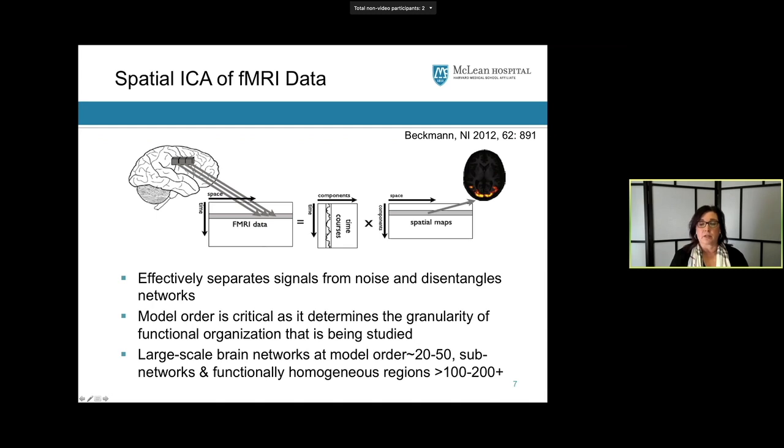However, model order is critical as it determines the granularity of the functional organization that's being studied. In other words, identifying 20 to 50 components from a group ICA will reveal components that illustrate these large-scale brain networks. Whereas if you increase the model order, each of these components may just reveal small subnetworks or individual brain regions.